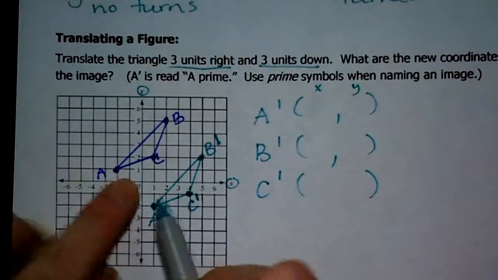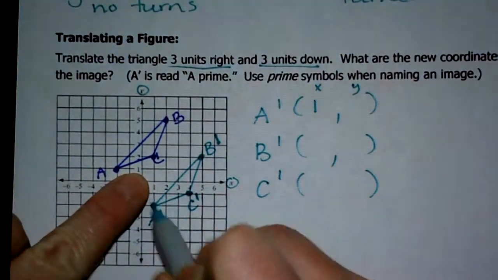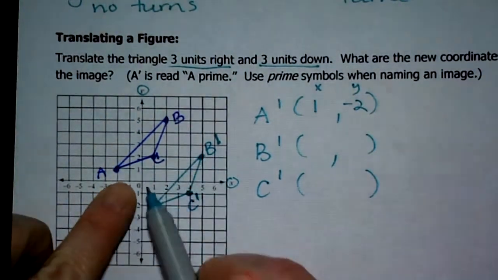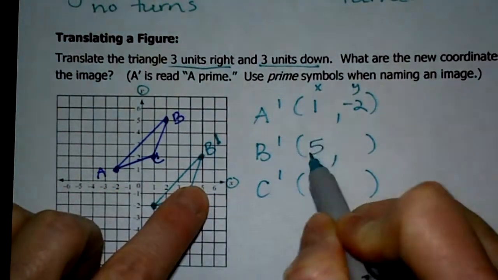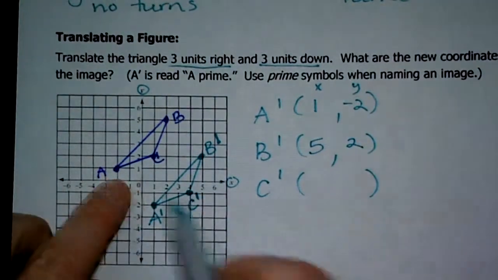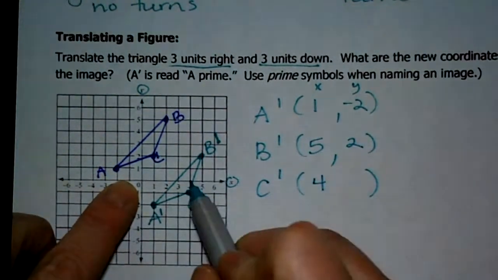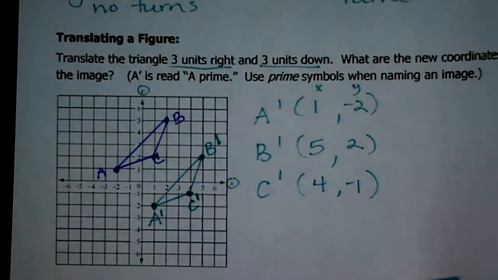So to get to A, on the x-axis, you would go right 1, which is a positive 1, and down 2, which is a negative 2. To get to the image of B, you'd have to go right 1, 2, 3, 4, 5, and then we'd have to go up 1, 2, positive 2. To get to C, you would go right 1, 2, 3, 4, and we would go down 1. And we're all done with that problem. Isn't that lovely? All right, we have one thing left to do.